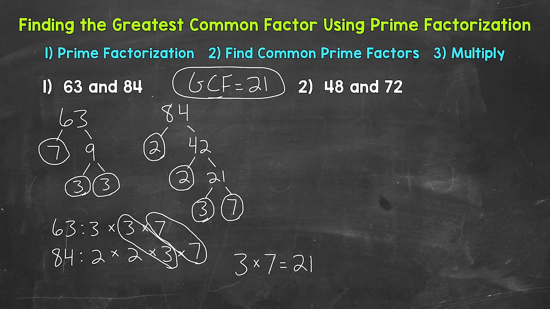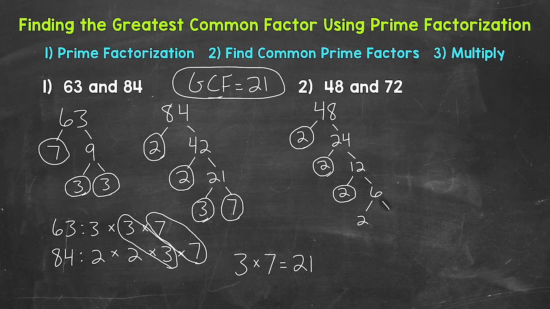Let's move on to number 2, where we have 48 and 72. Let's start with the prime factorization of 48. And we will start with the factors of 2 and 24. 2 times 24 equals 48, so they are factors. Now 2 is prime, so we are done there. We can break down 24. 2 times 12 equals 24, so 2 and 12 are factors. 2 is prime, so we are done there. We can break 12 down further. 2 times 6 equals 12, so 2 and 6 are factors. 2 is prime, so we are done there, but we can break 6 down further.